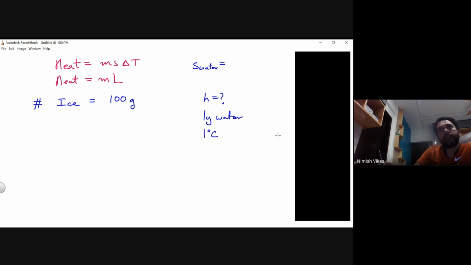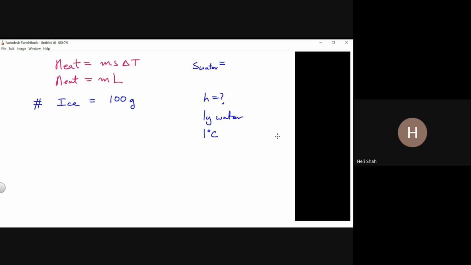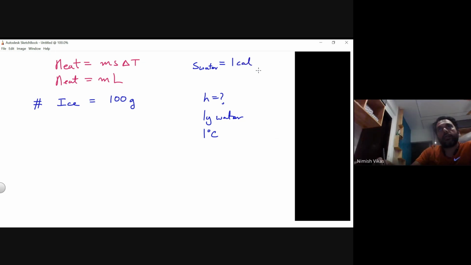What would you say? So they said it's 1 calorie. Okay, so 1 calorie per gram per degree Celsius. Quite convenient, right? Because they are inventing the unit. So why should they go for any random number, right?